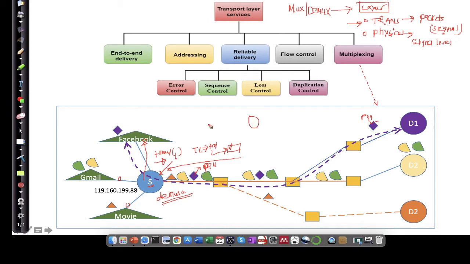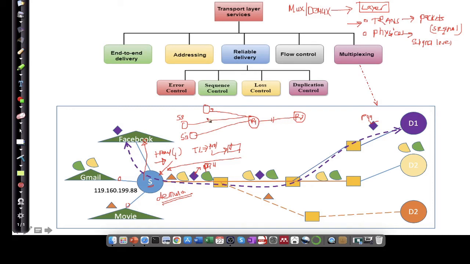Suppose that this is one source S1, this is another source S2, and this is another source S3. These three sources generate data, and this data is transmitted to the network through some intermediate routers. Suppose that all three sources are connected to the router R1. R1 is connected to another router R2, and this line is the only transmission line connecting R1 and R2.